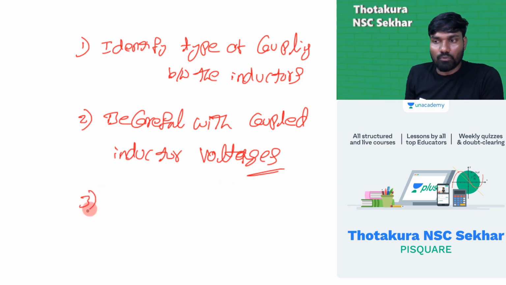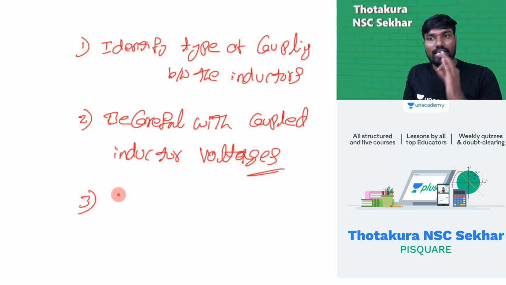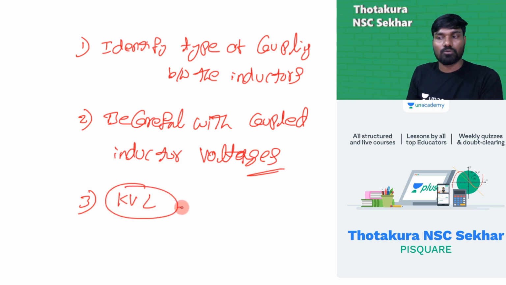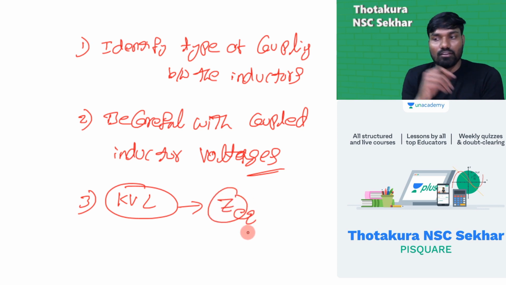The third point you should keep: finding equivalent impedance. For finding equivalent impedance, you have to write KVL equations. You have to use KVL equations properly to find the equivalent impedances. Finding equivalent impedances has a close connection with KVL equations.